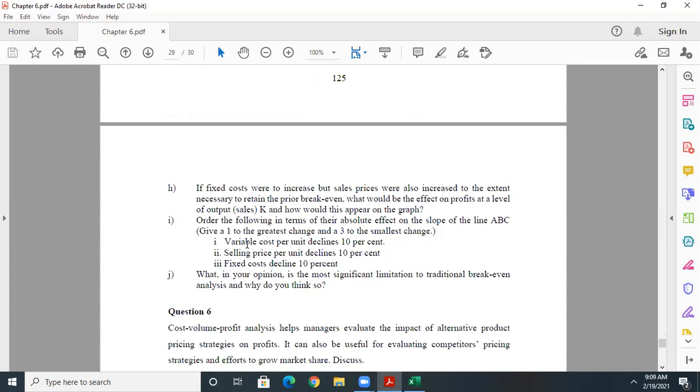The three scenarios are as follows. Give 1 to the greatest change and 3 to the smallest change. So simply putting, what has the greatest impact on the profit from highest to lowest? What if the variable cost per unit declines 10% per unit? Then what if the selling price per unit declines 10% per unit? What if the fixed cost declines 10%? So those are the three scenarios.